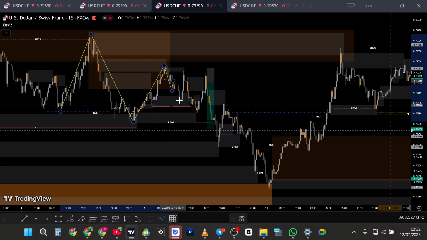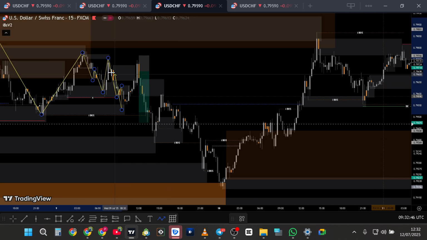Okay, then price shot down to this demand, but obviously it didn't forget about that supply, which it came and reacted from, and then continued to the downside. So it came down, reacted to this demand, and then came up again, not to forget about this supply again.